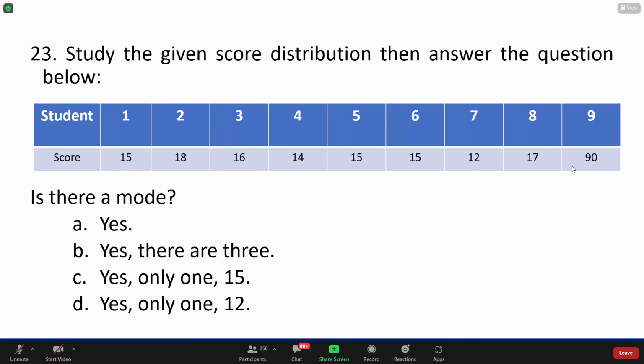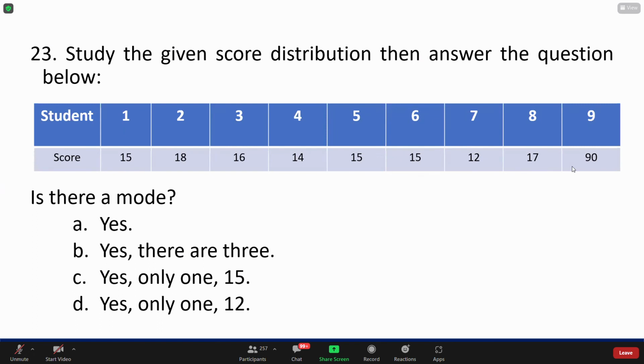Yes, there are 3. Okay, bakit 3? 3 times nag-appear, pero sino yung nag-appear ng 3 times, Mr. Naval? Alin score ang nag-appear ng 3 times? Kapag mode, we're not talking about the number of times. We're talking about the number that appeared many times. So what's the answer? I won't reveal yet the answer.